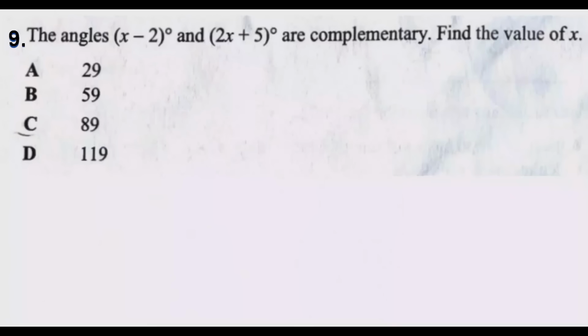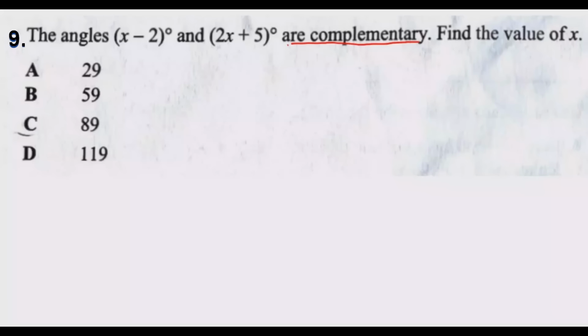Question 9 is as follows. The angles (x minus 2) degrees and (2x plus 5) degrees are complementary. Find the value of x. Okay, so in this question, we need to take note of this language which is here, which is complementary. So if two angles are complementary, what does that mean? It means that those two angles, when you add them, they will give you exactly 90 degrees.